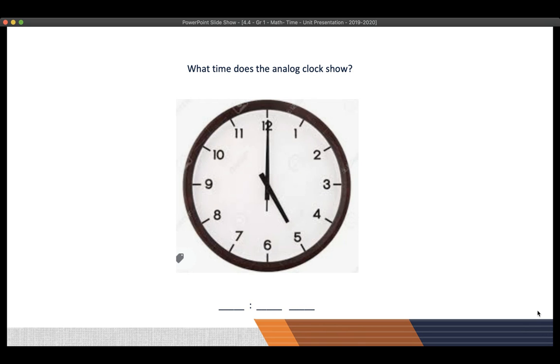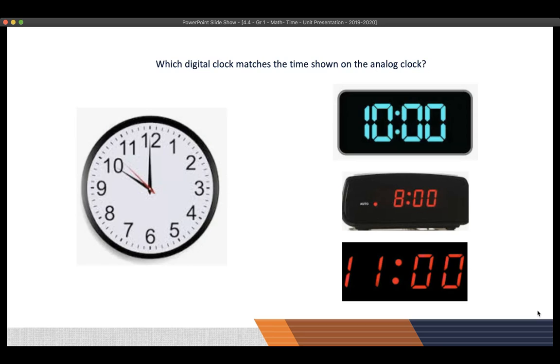What time does the analog clock show? Pause the video and write down what time you think it shows. Okay, the short hour hand is on the 5, so that means it's 5 o'clock.